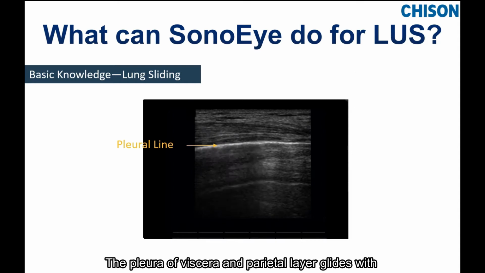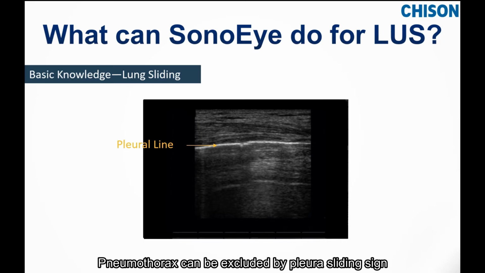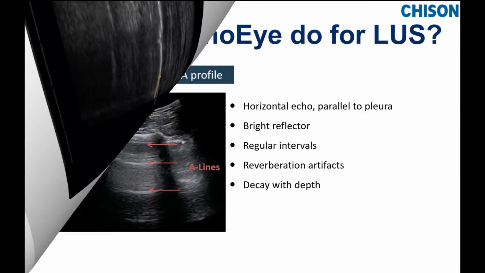The pleural or visceral and parietal layer glides with respiratory movement to form lung sliding. Pneumothorax can be excluded by pleural sliding sign.